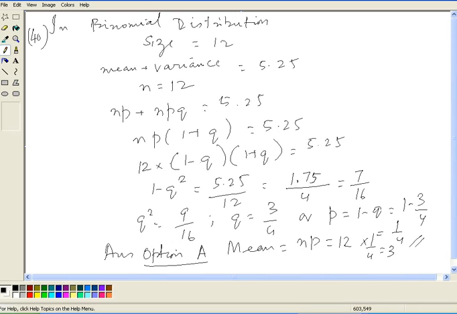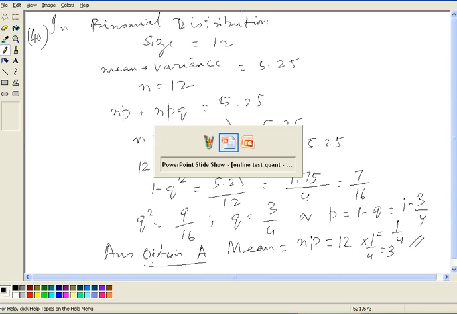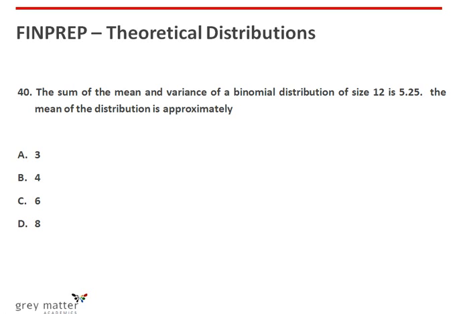Now mean is nothing but n times p. Now n is given to be 12 and p is 1 by 4, so the answer is 3. Mean is 3. So the option is A. Going back to our PowerPoint presentation, it is option A, which is 3. So 3 is the mean of the binomial distribution.